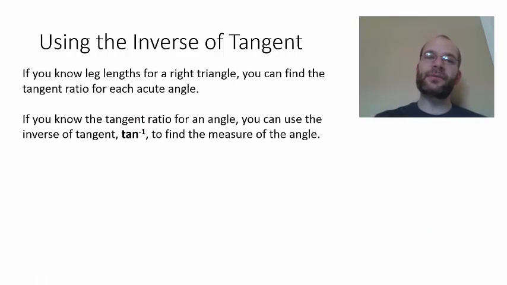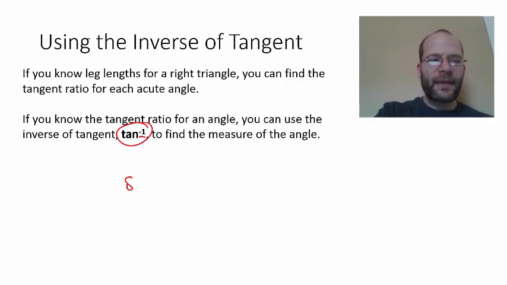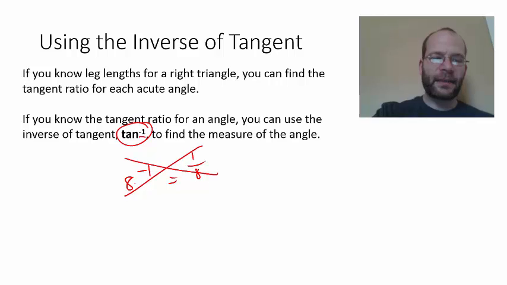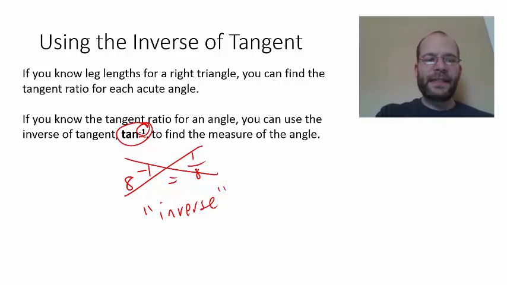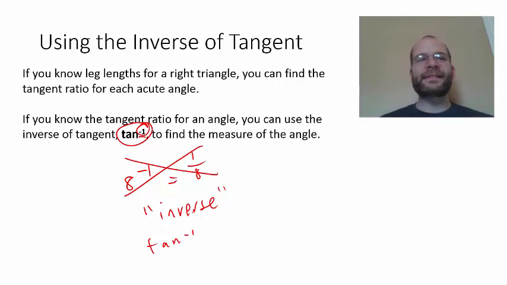Before we try this out, we need to be aware of how sometimes this concept is written down. You can see here it says tangent, and there's a little superscripted -1. That is not the same as something like 8 to the -1, which you probably remember is 1 over 8. That is not what we're talking about. Rather, this little superscripted -1 simply means inverse. That's all it means. So when we see tan -1, we know that means inverse of tangent.